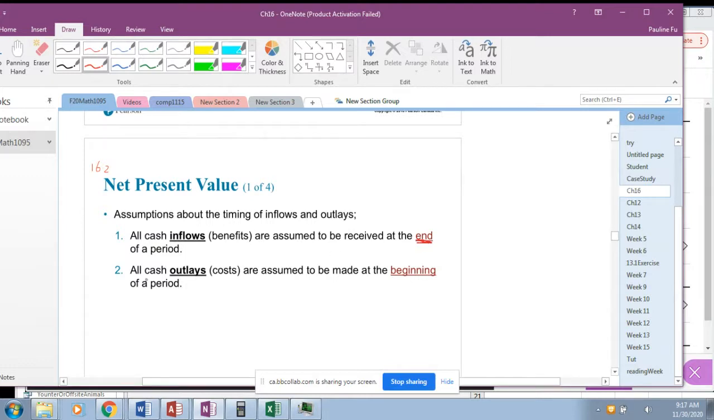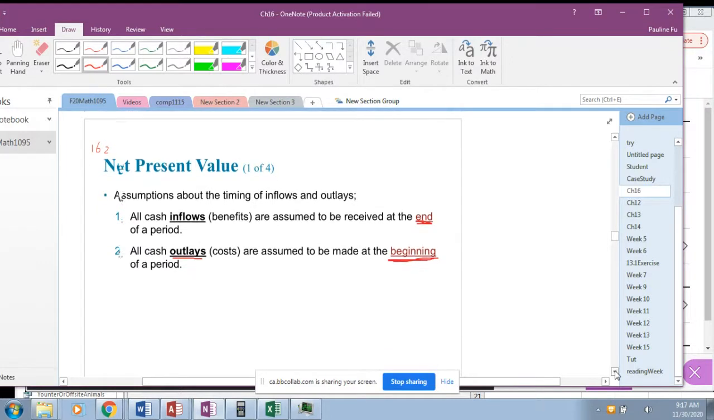The second principle: all cash outlays or costs are assumed to be made at the beginning. Those are the assumptions. If you don't read the PowerPoint or the textbook, you miss those two assumptions. That's why we need both the PowerPoint and the example exercises.